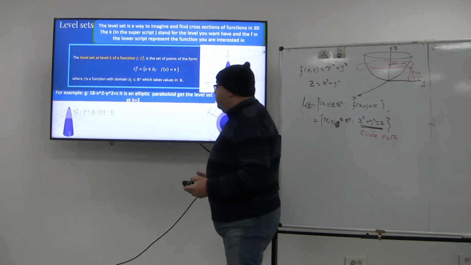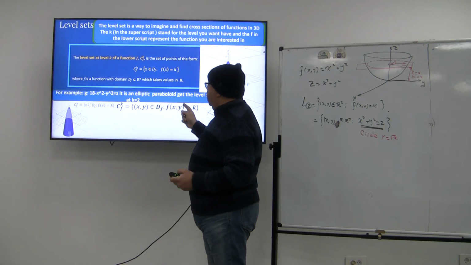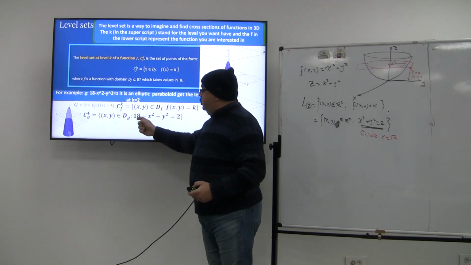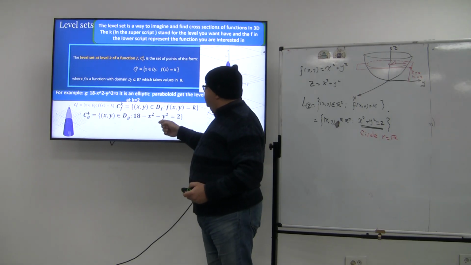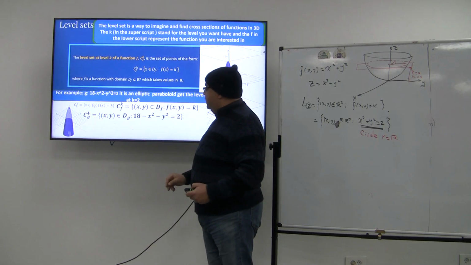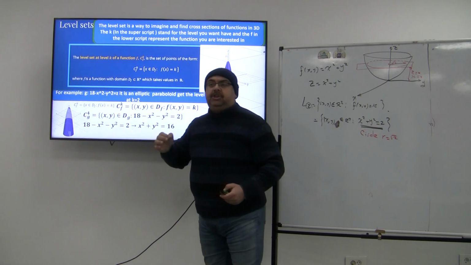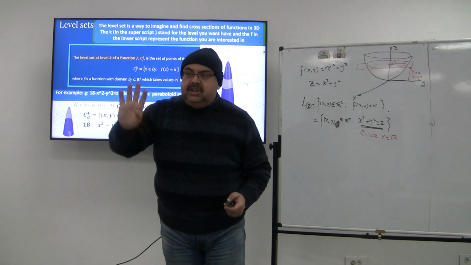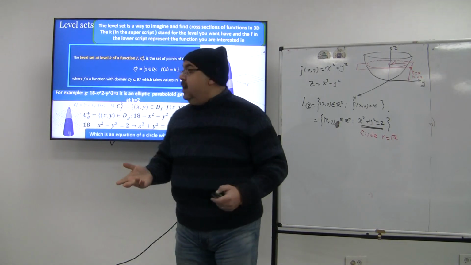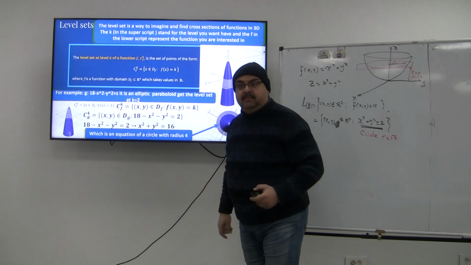So if I want to make the substitution, that's the symbolization, I will replace the function equal to k. That's my function, 18 minus x squared minus y squared equal to 2. So simply I will move these two guys to the right hand side. Moving 2 to the other side, I will end up having x squared plus y squared equal to 16, which is an equation of a circle with radius equal to 4. And of course, this is going to be one of the circles inside the paraboloid or around the paraboloid.